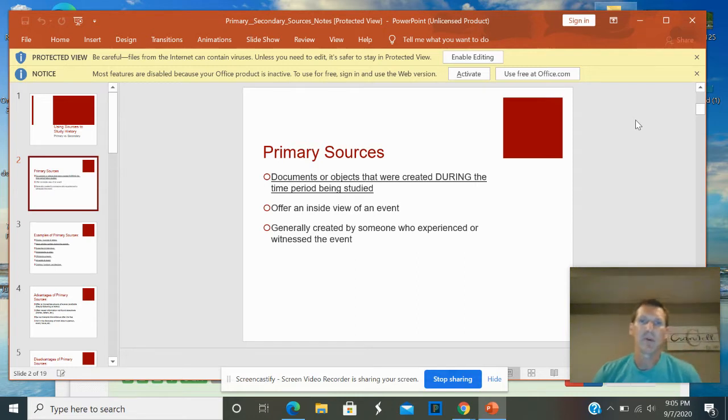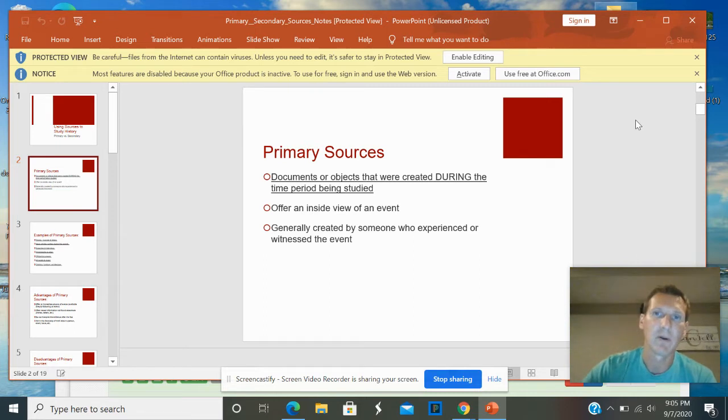So when we're talking about primary and secondary sources, primary sources are those documents or objects that were created during the time period studied. Okay? They offer an inside view of an event and are generally created by someone who experienced or witnessed the event, but not always. If it was created around the time of the event, it is considered a primary source. A lot of students will oftentimes mess up on this and think that a primary source has to be created by someone who witnessed the event, but that is not the case.